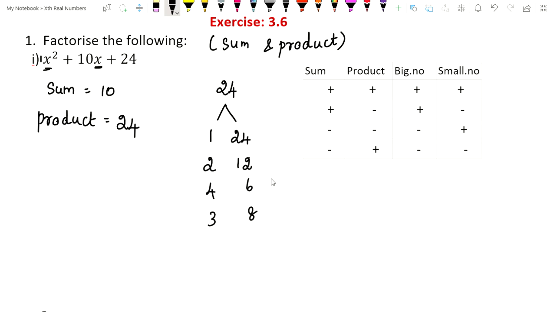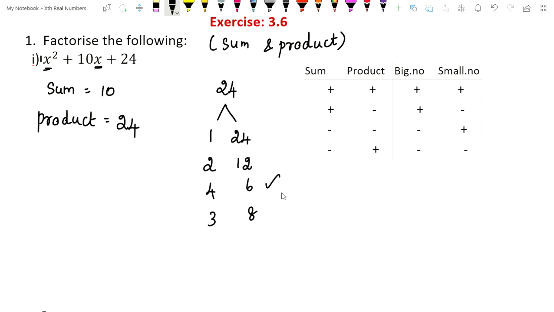Here the sum is 10. Suppose when we add these, we should get 10. 1 plus 24? No. 2 plus 12? No, 2 plus 12 you will get 14, so it is not possible. 4 plus 6? Yes, 4 plus 6 you will get 10. 3 plus 8? 11. So which one is suitable for this?